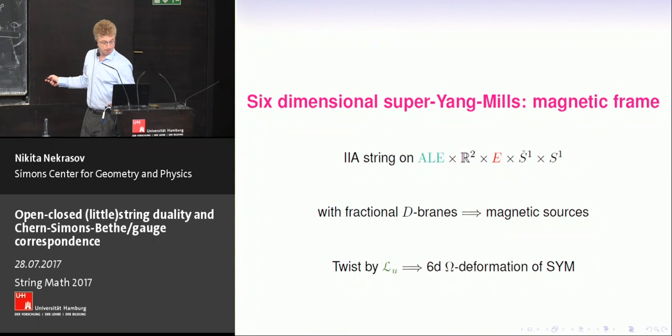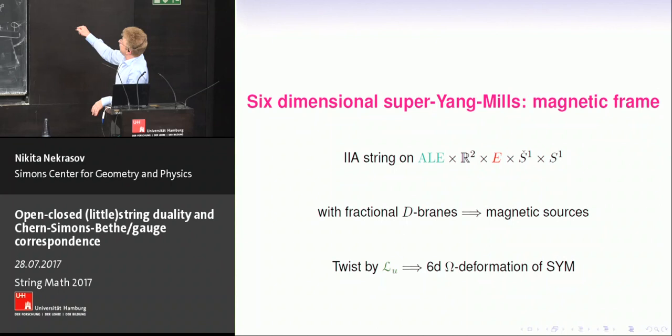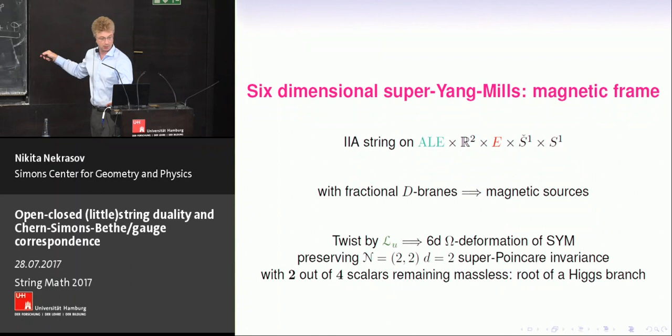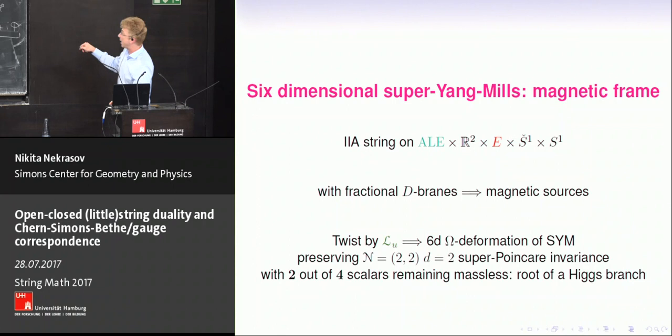Now, in the magnetic frame, things are both simpler and more complicated. They're simpler in the sense that the closed string background is simply this ALE space cross R2, which is still twisted over the elliptic curve. And so the six-dimensional vector multiplet, which lives on this part of the space-time, sees the ADE super Yang-Mills with omega deformation on R2, and with mass. There are four scalars in the six-dimensional vector multiplet. Two of them are twisted in going around the elliptic curve. They correspond to the zeta parameters of the ALE space. They are massive, and two are massless. So this is a root of Higgs branch type background.